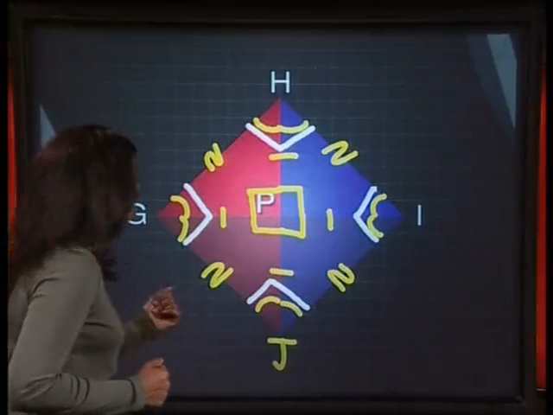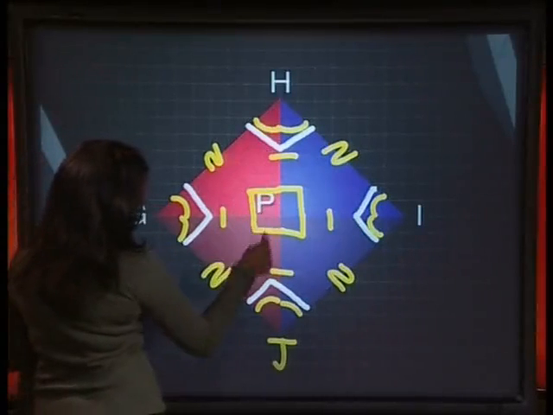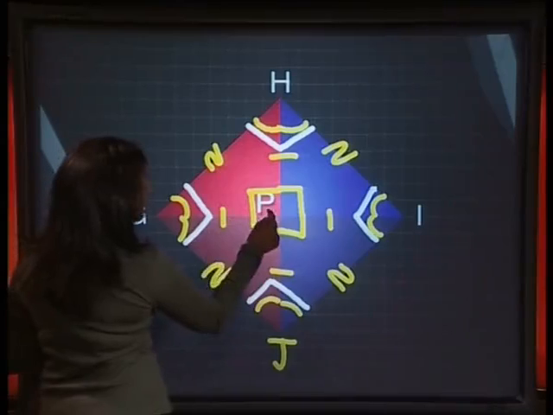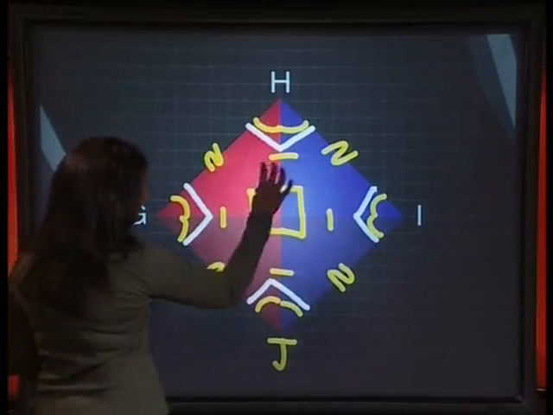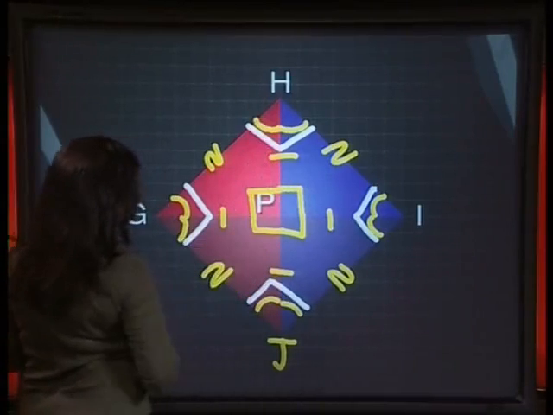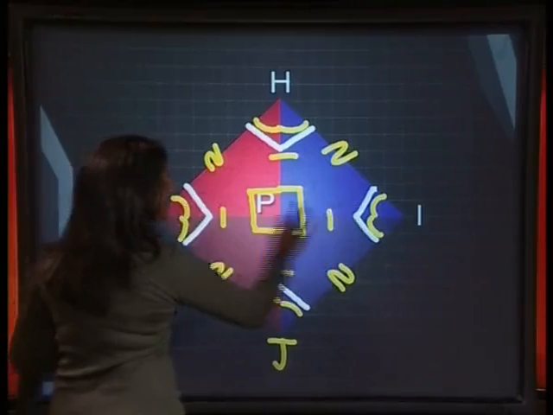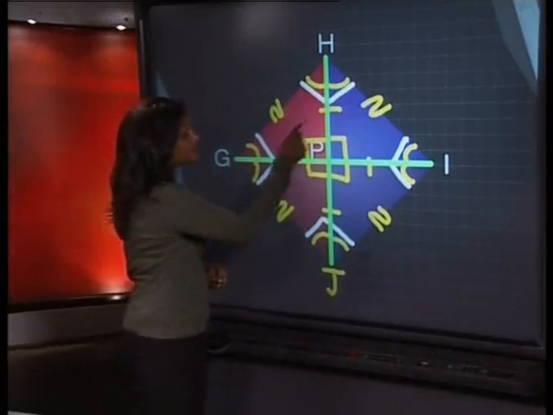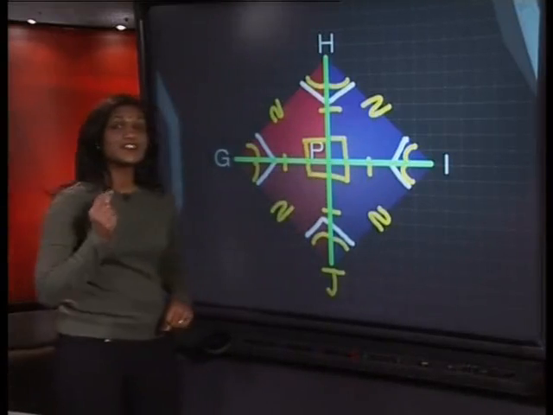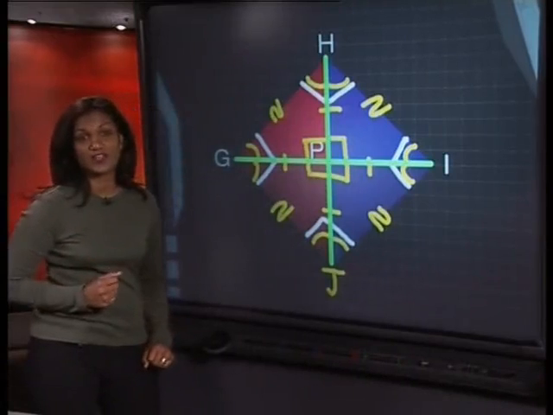Look at these line segments. Do you see that HP is equal to PJ? GP is equal to PI, and they all have the same markings. Do you also see that HP plus PJ makes up the one diagonal, and GP plus PI makes up the other diagonal? So this also means that the diagonals are equal. Now, because all these bits are equal to one another, this means that the diagonals bisect one another. Remember that bisect means cut into two equal parts.